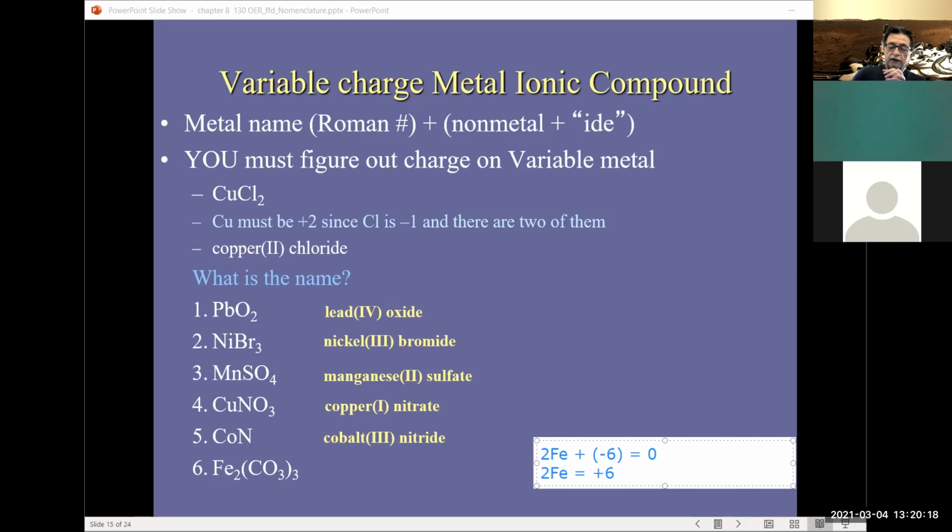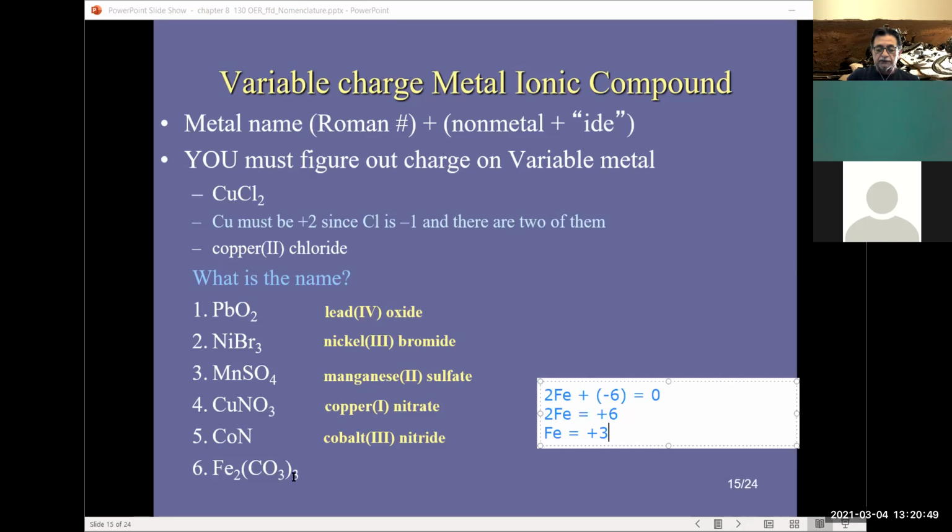Okay? So now I got 2Fe is equal to +6. Now I have to isolate the iron. So iron would be a +3. That's correct. So iron would be Fe equals a +3 oxidation number, based on how we set this up.